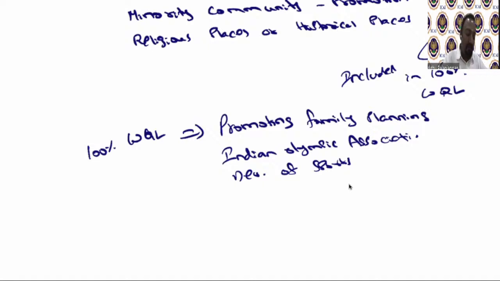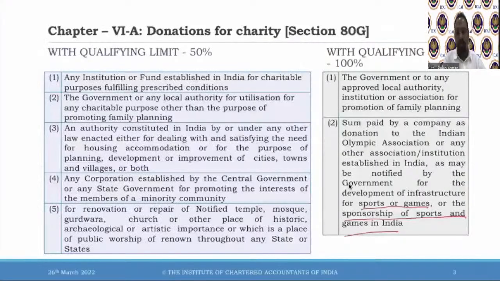Now for these things, we need to understand how this is computed. How is this qualifying limit computed? How do you restrict this? Before getting into that, we'll first understand the other donations also. Now we have understood with qualifying limit, we need to understand what other donations are available without qualifying limit.